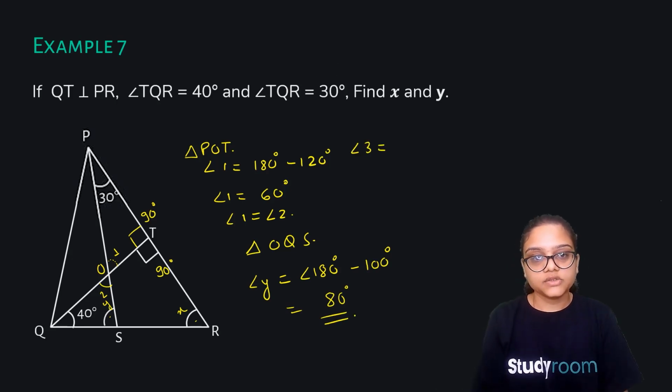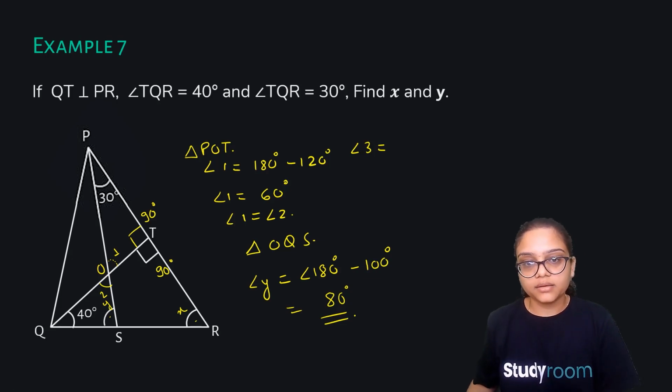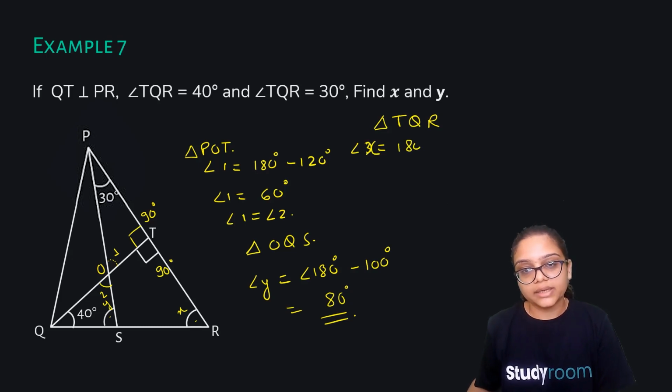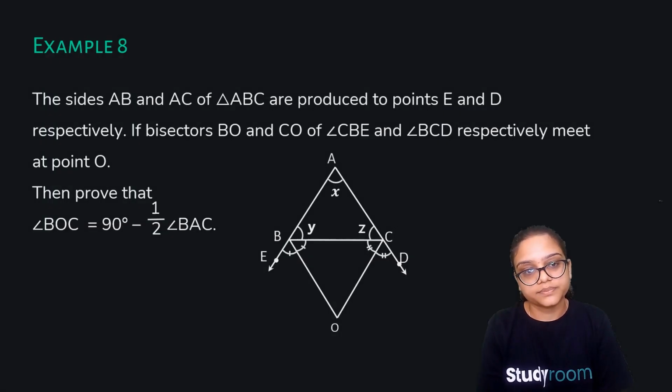Okay, so just see triangle PTQ and R. We need to find X and we know the other two angles. So by angle sum property, 180 minus 90 minus 40. 90 plus 40 is 130, so x would be 50. So we have found x, we have found y, hence we have drawn the conclusion.